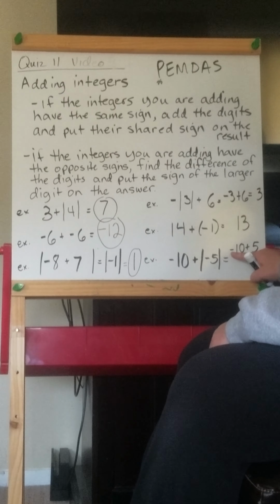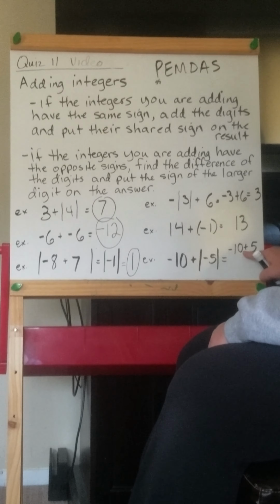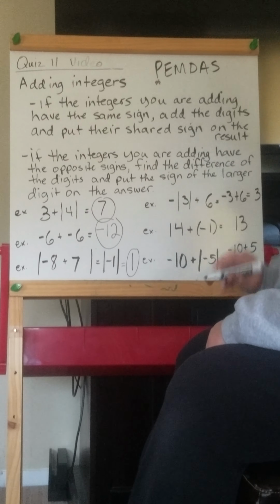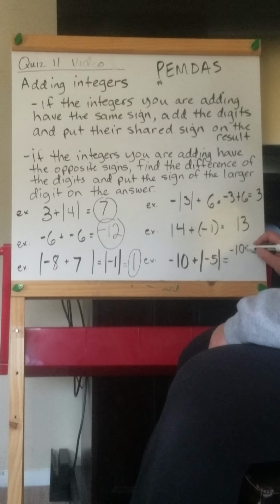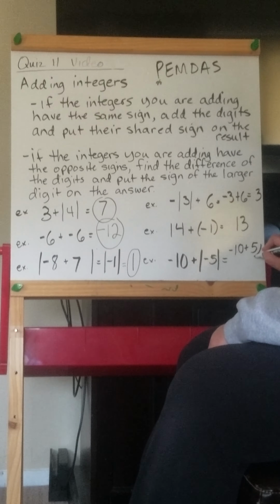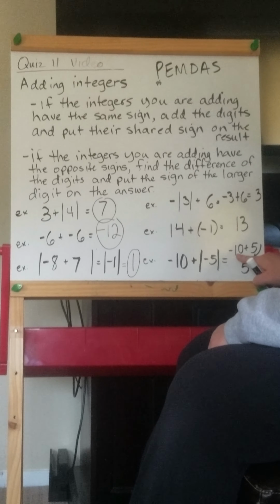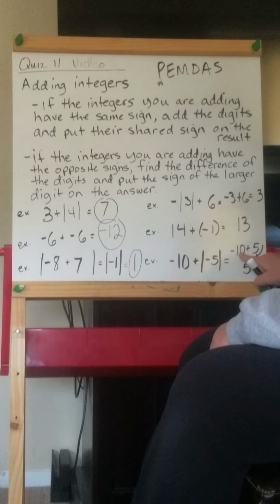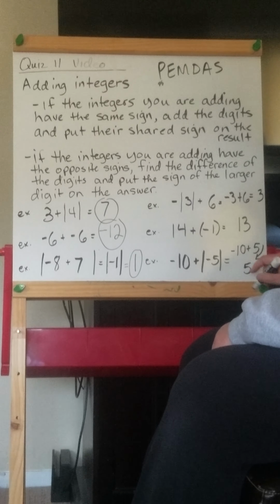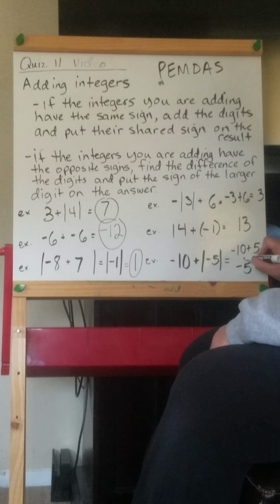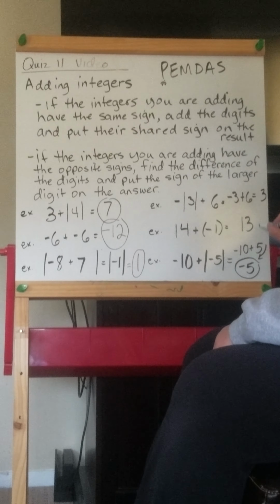All right, so now we have minus 10 plus 5. Well, we're adding something that's negative to something that's positive, so we need to find the difference. The difference between a 5 and a 10 is 5, and we need to take the sign of the bigger digit. Well, 10 is a bigger digit than 5 is, so the sign on there is a negative. So our answer is -5.